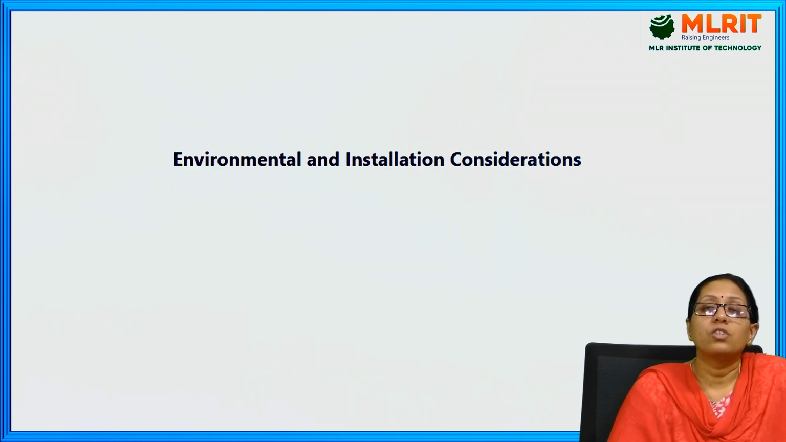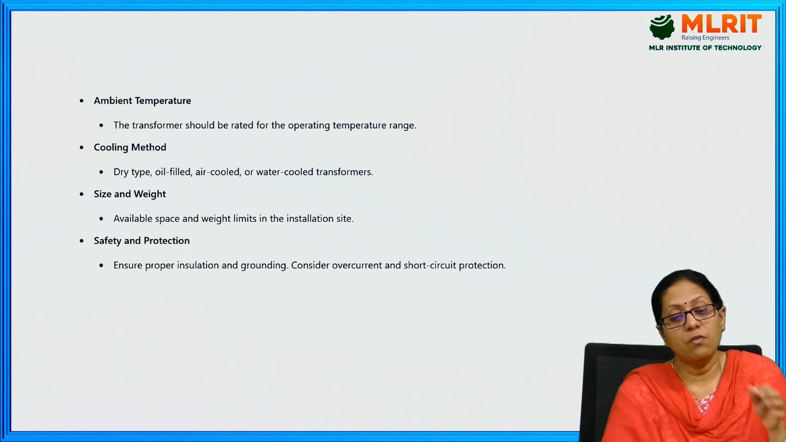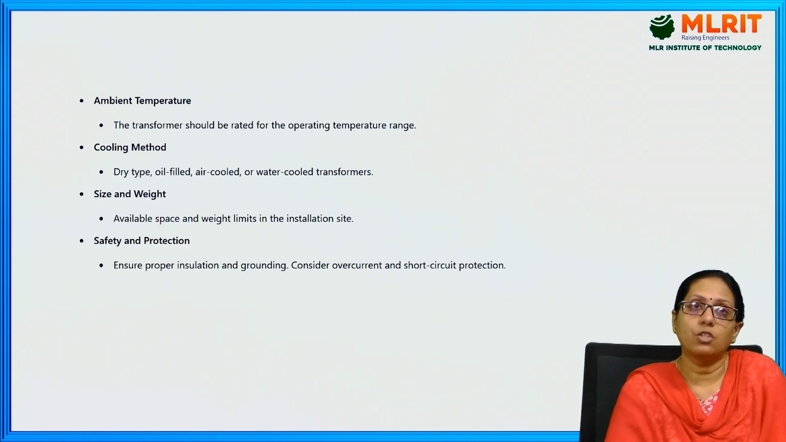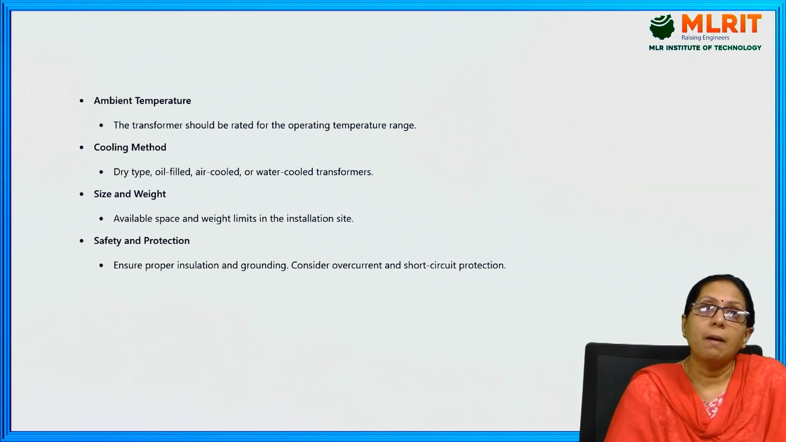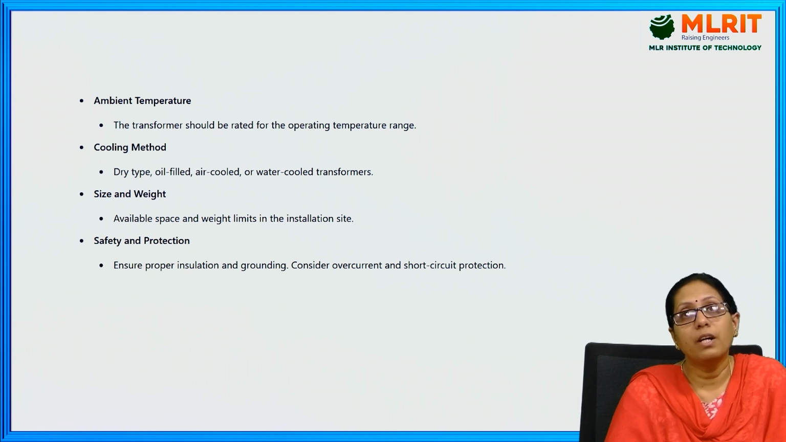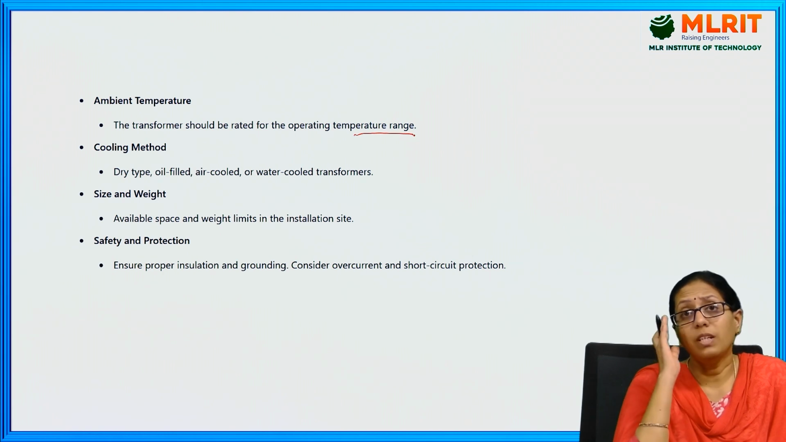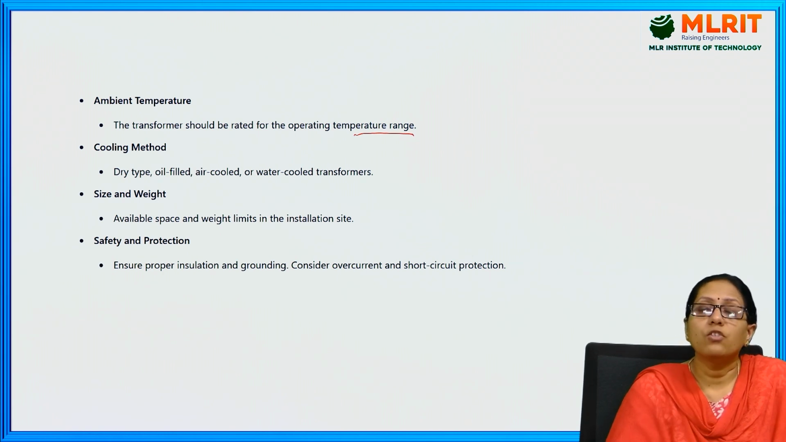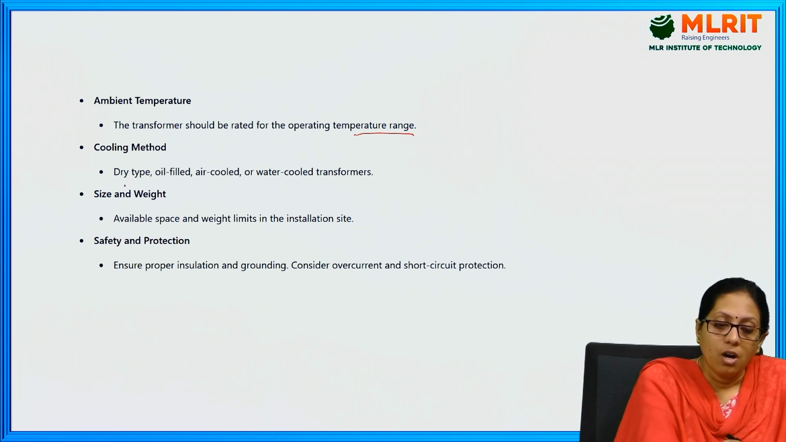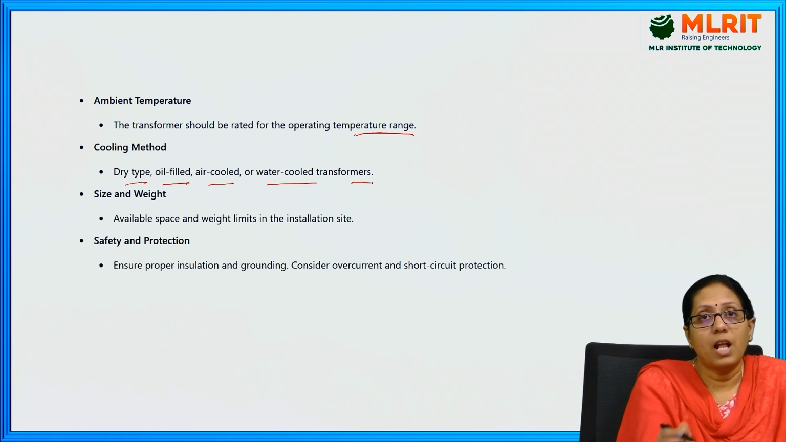Environmental and installation considerations. What are the environmental and installation considerations? First one is ambient temperature. That means the transformer should be rated for an operating temperature range. There should be a temperature range for a particular transformer. Cooling method: dry type, oil filled, air cooled or water cooled transformers.